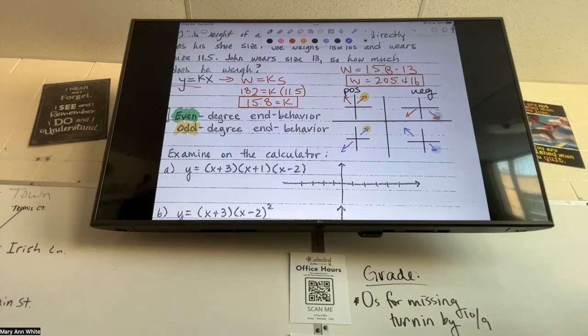Does that look like something you guys have done before? Amazing. I love to see that. So we'll talk about even and odd. So if I tell you to tell me if it's even or odd, this is what I'm talking about. Does it go in the same direction or does it go in opposite directions?